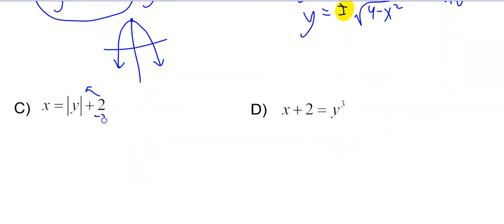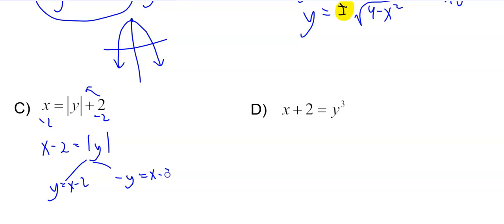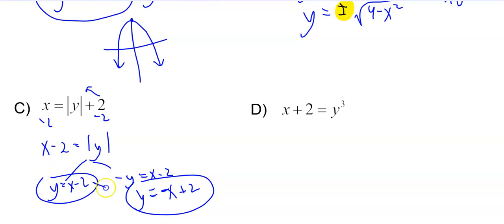So to solve this for y, subtract 2. So I get x minus 2 equals absolute value of y. Because I'm solving for y, I want to take the positive negative case. So y is equal to x minus 2. That's one case. Or negative y equals x minus 2, or y equals negative x plus 2. So I get two different functions when I solve. So this is not a function, because again, I got two different functions there.